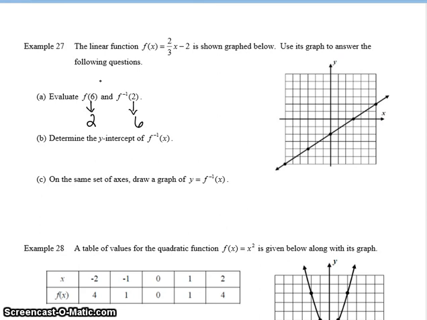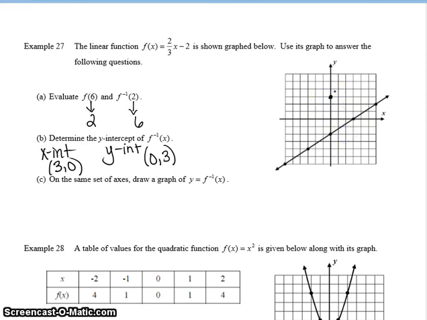Determine the y-intercept of -1. I'm sorry, the inverse function, so f of -1. Well, if the x-intercept on the given graph, which is over here, is at the point 3, 0, then its y-intercept is that value switched, which is going to be 0, 3. Okay, so if we were to plot that, that's up here.